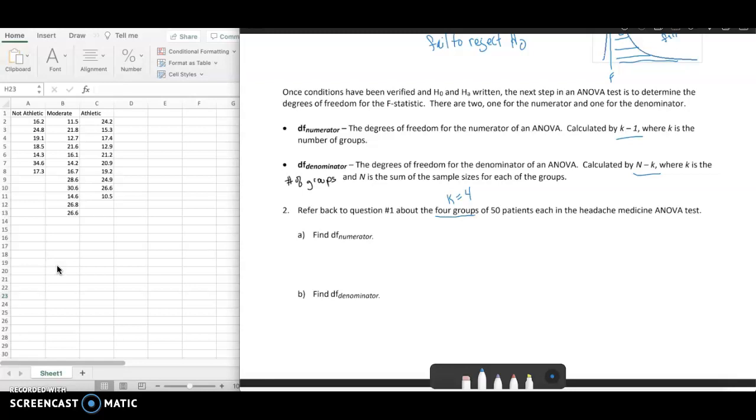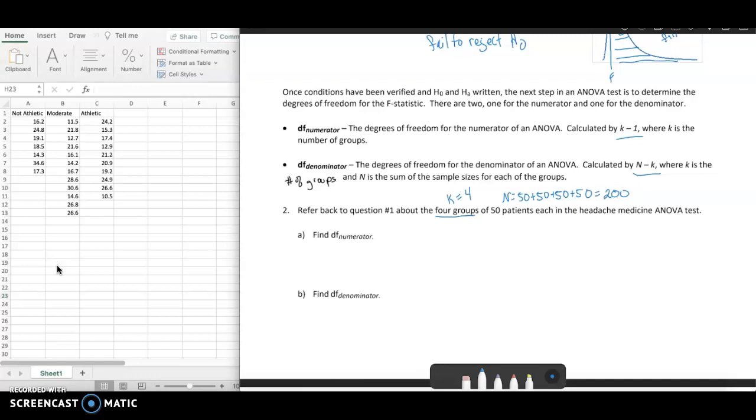That's the number of groups. And the 50 patients in each group tells us the n, but we have to actually work for it a little bit. Remember, n is the sum of the sample sizes for each group. So the sum of them would be that there are 50 and 50 and 50 and 50, since there are 4 groups. So there are 200 total people.